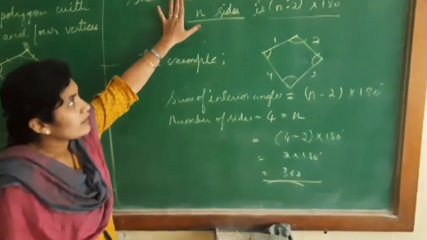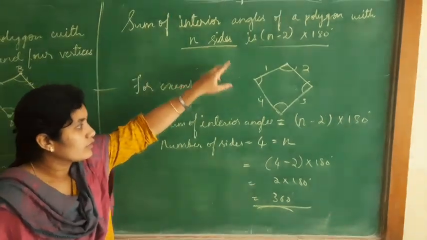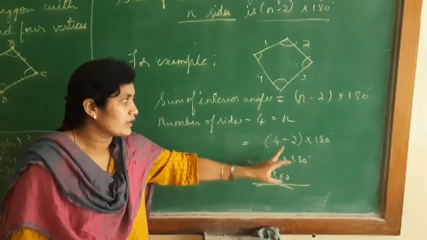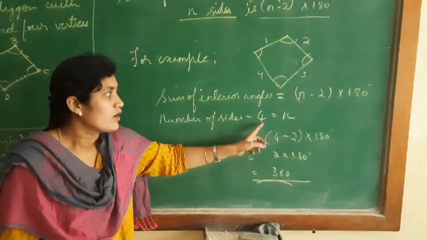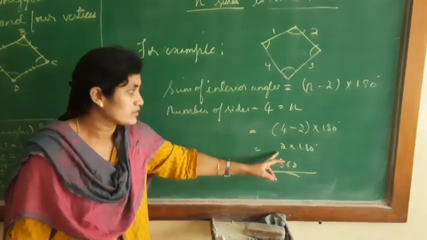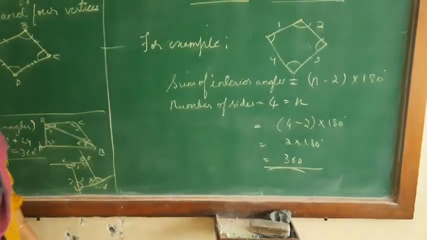Once you take any polygon with n sides, if you put the number of sides, we can calculate n minus 2 into 180. Here we have a quadrilateral which has 4 sides. 4 minus 2 into 180 gives you 2 into 180, it is 360.